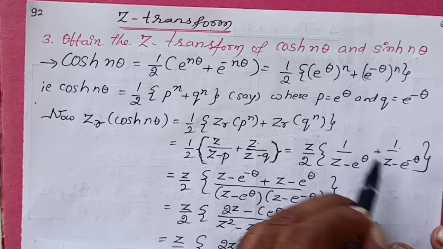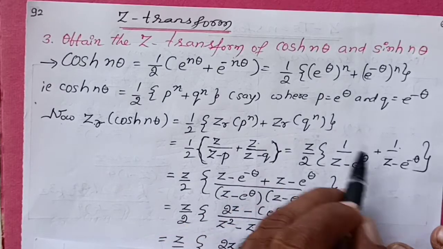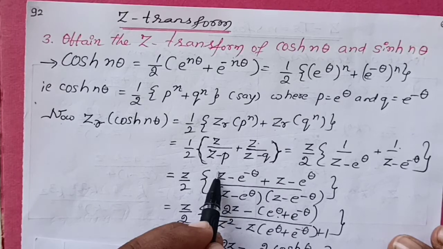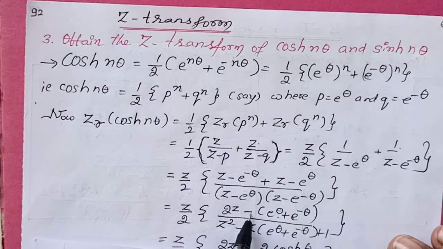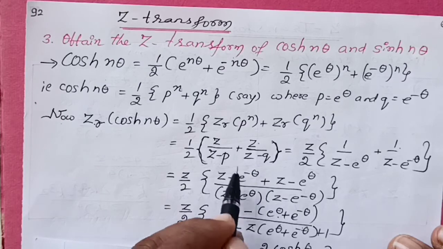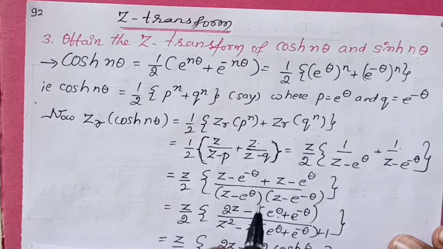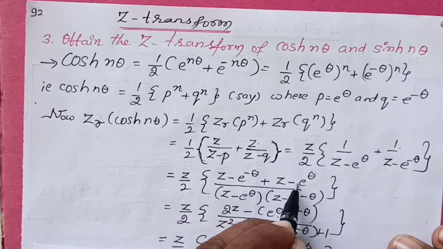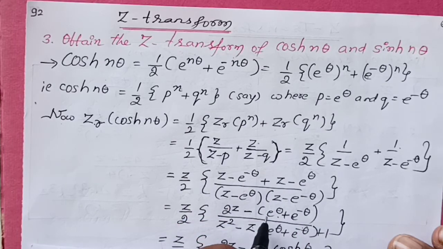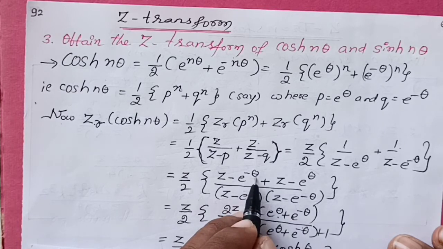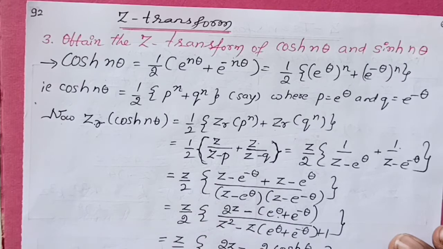Next, cross multiplication: Z minus e raised to minus theta plus Z minus e raised to theta. So it becomes Z plus Z, 2Z, minus, don't cancel this because the minus is there, here also minus, don't cancel it, e raised to theta plus e raised to minus theta, and divided by Z into Z, Z square.